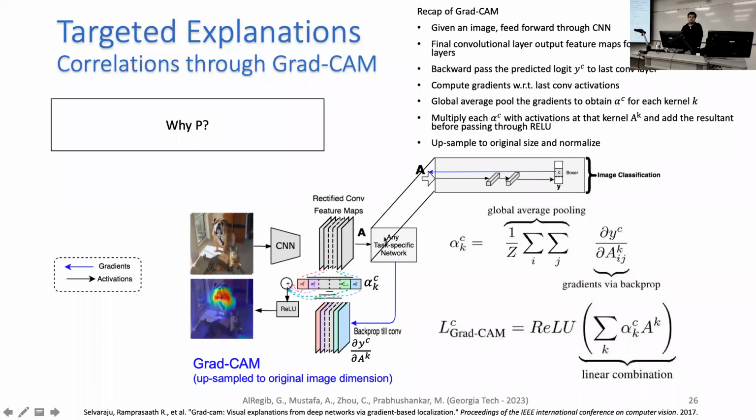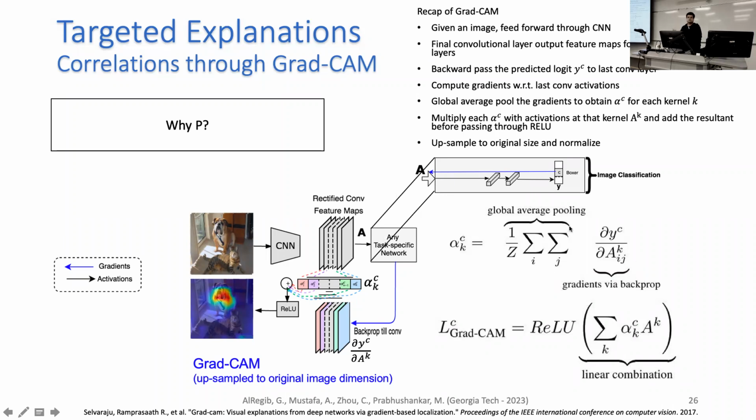The layer that is important to us is the last convolution layer. We pass it through the last convolution layer, then through the fully connected layers, and get the logits. Given the logit of whichever class, let's say boxer in this case, I'm going to backpropagate it. I think this should have been bull mastiff actually. Given this bull mastiff, we backpropagate through the network, and once we reach the final convolution layer, we do global average pooling on the gradients.